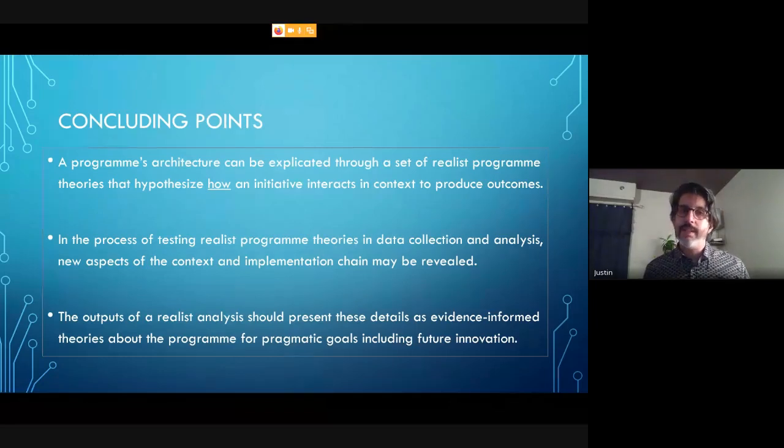So the next point is that in the process of testing realist program theories and data collection and analysis, new aspects of the context and implementation chain may be revealed.